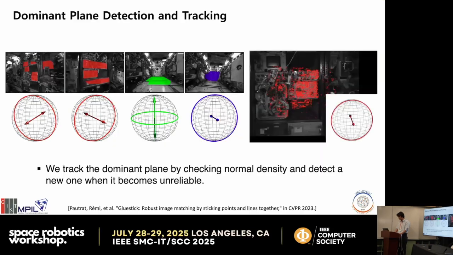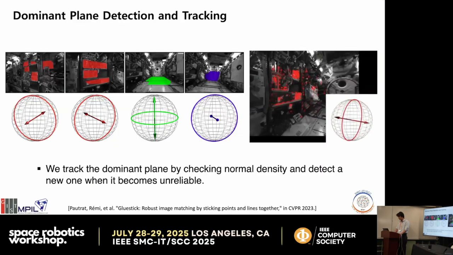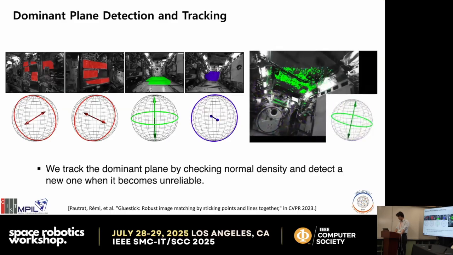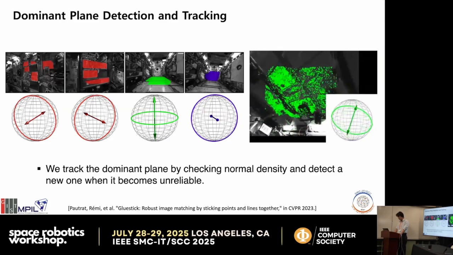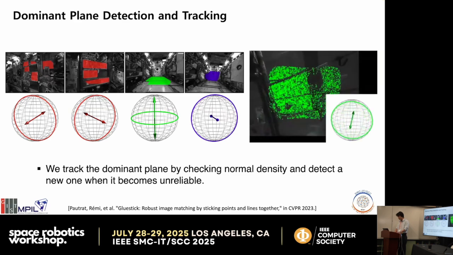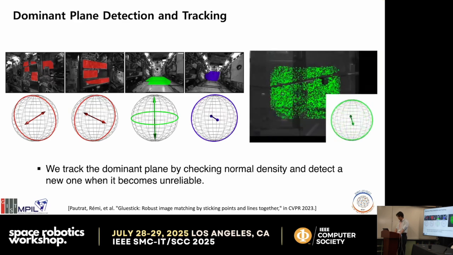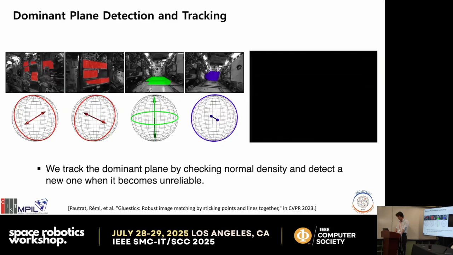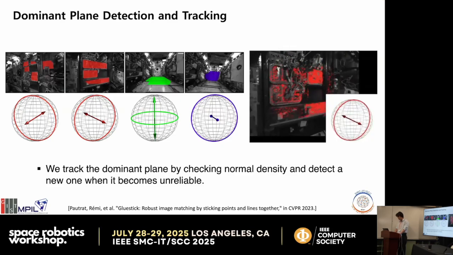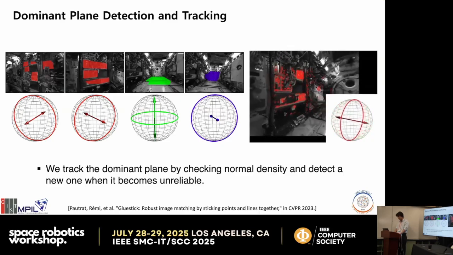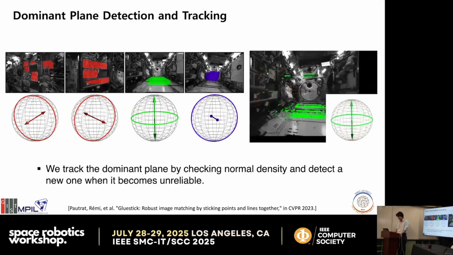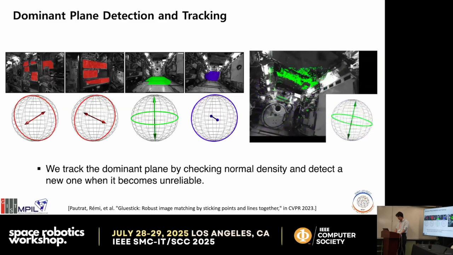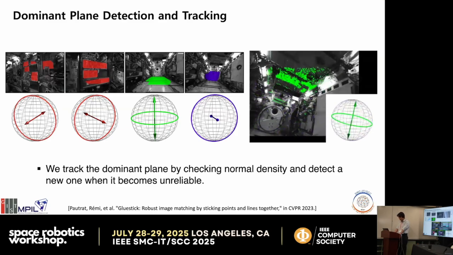We detect the dominant plane from the 3D point cloud of the depth image using the RANSAC plane detection algorithm, which finds the plane supported by the maximum number of inlier points. When the density around the currently tracked normal vector becomes too low, the system reinitializes a new dominant plane. This allows reliable plane tracking even under structure changes or occlusions.